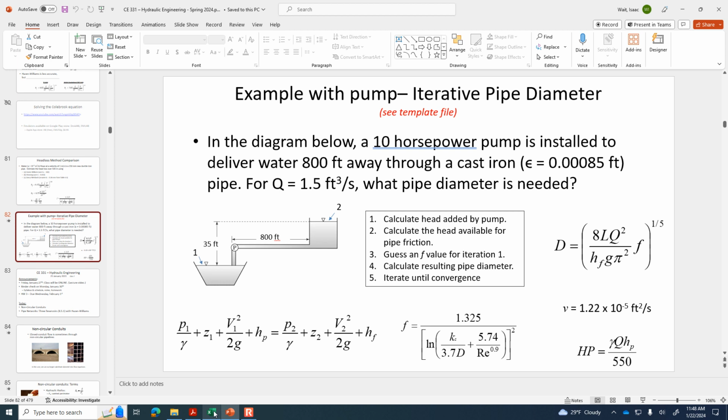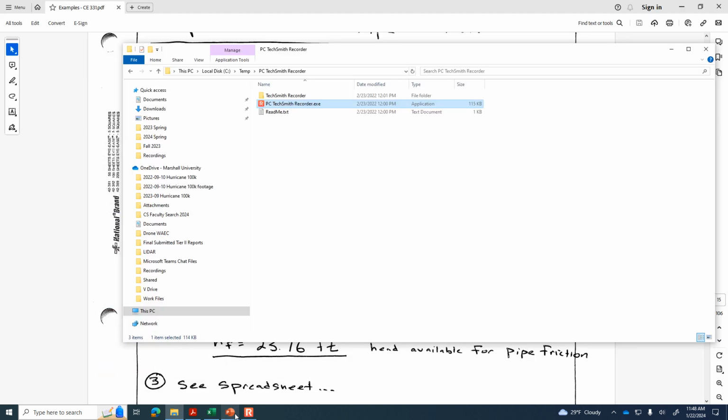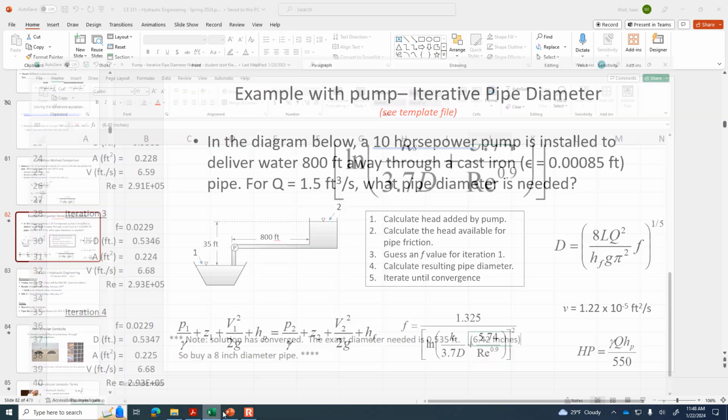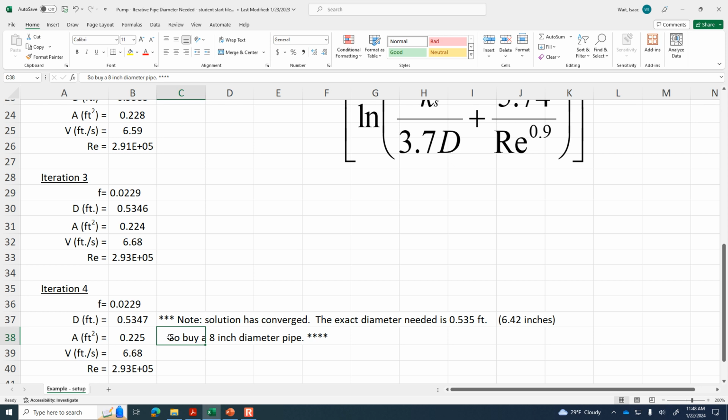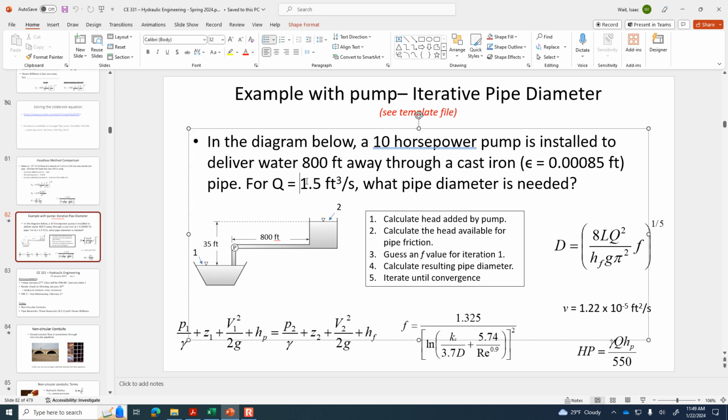So what would happen is if you use a pipe that's too small, you just won't be able to achieve your target flow rate. So the water will still flow, but it just wouldn't get to 1.5 cubic feet per second. So what we would do is we would round up. We would over-design rather than under-design. And so buy an 8-inch diameter pipe. So when you buy an 8-inch diameter pipe, what that means is that you can more than deliver the required 1.5 cubic feet per second.